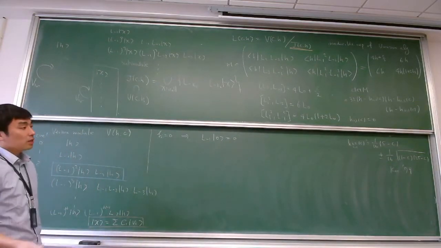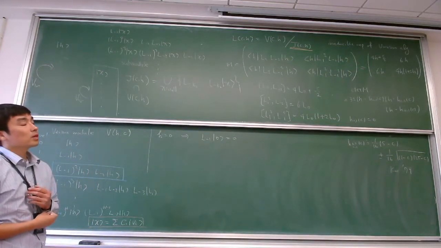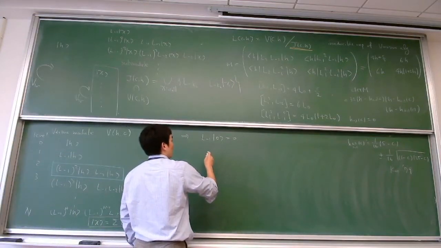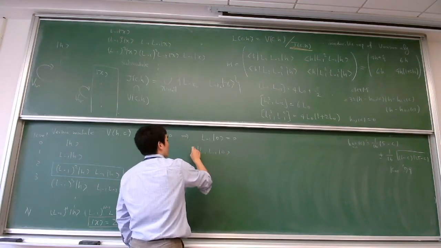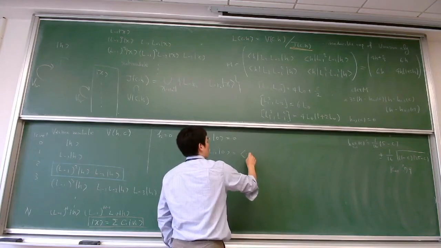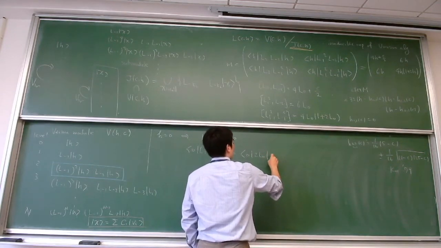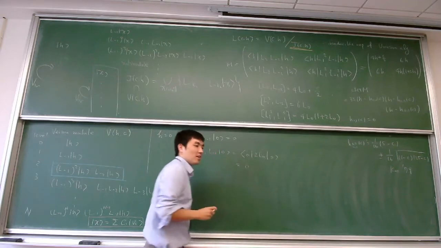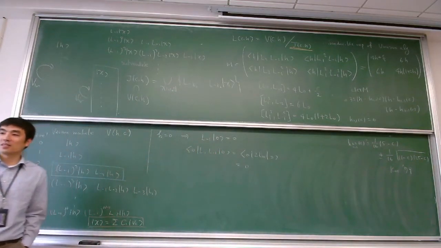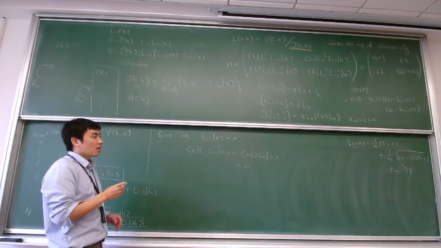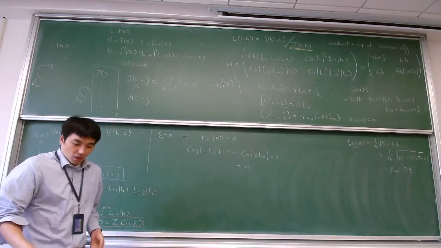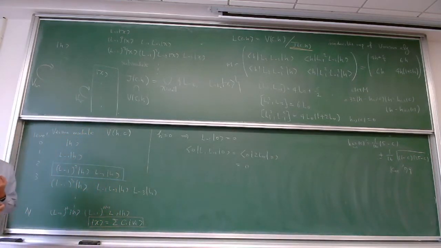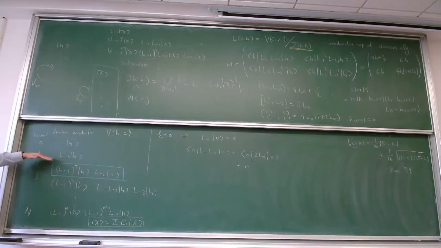So let's take a look at it. As I mentioned, L_{-1} on the state 0, I already showed, is equal to L_0 on 0, which means 0. Do you understand? You get a null state. So therefore, if the conformal dimension h is 0, then at the first level you already have a null state. This is if and only if.